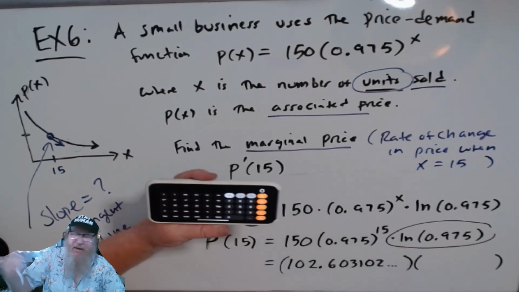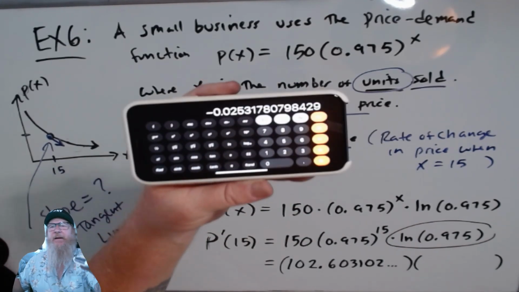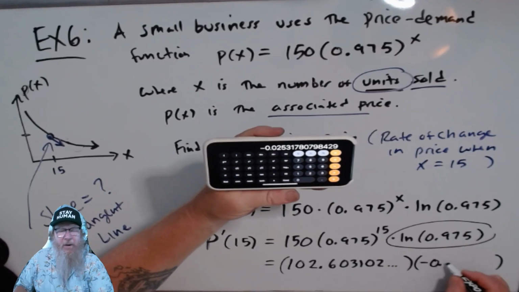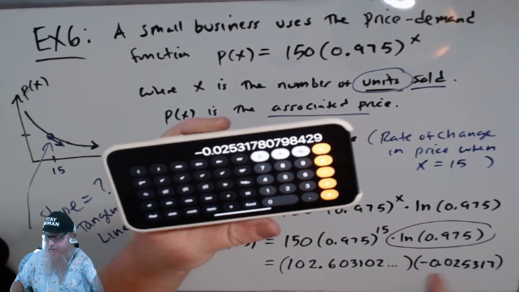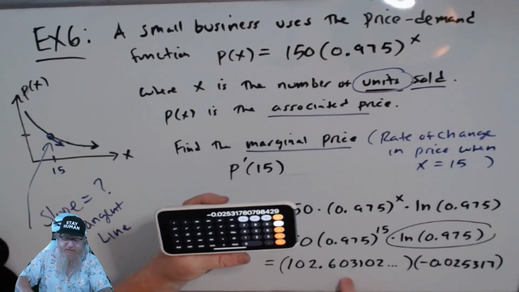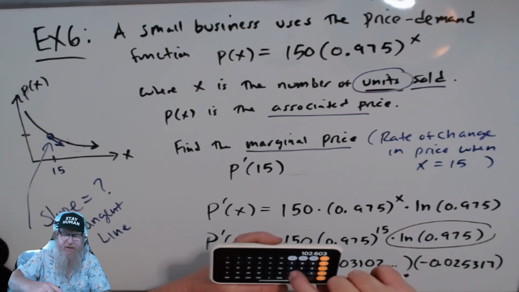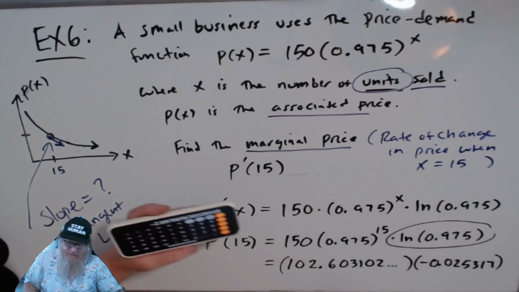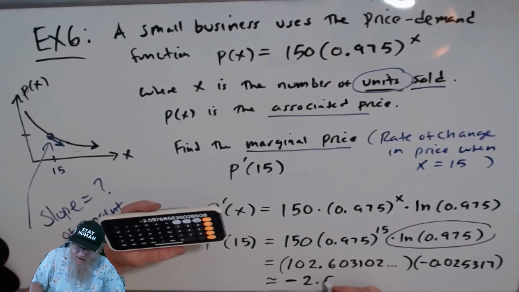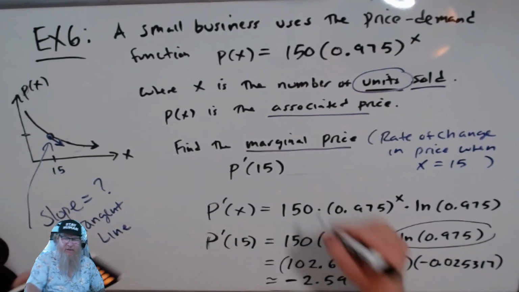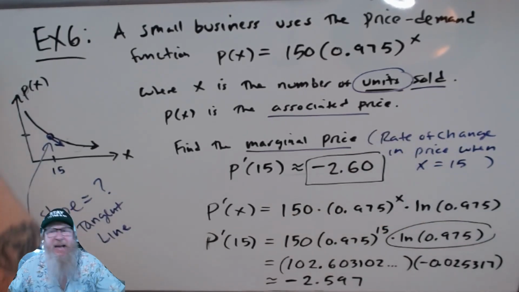And I lost it. So now I have to start over again. 0.975 ln. All right, there it is. Negative 0.025317, blah, blah, blah. All right, I'm not going to lose it this time. Times this thing, which I'm glad I wrote down, 102.603102. And that gives me approximately negative $2.597, which we're going to round to the nearest cent. That's going to be negative $2.60.